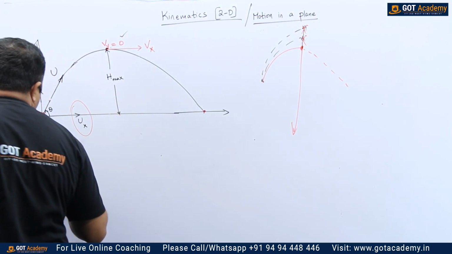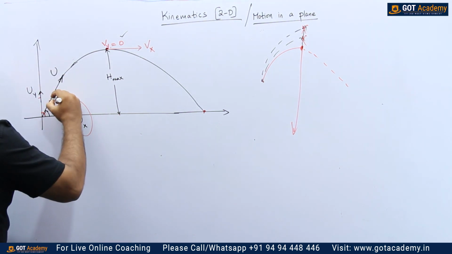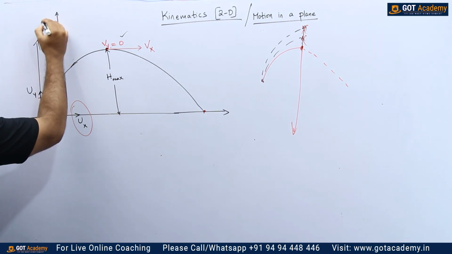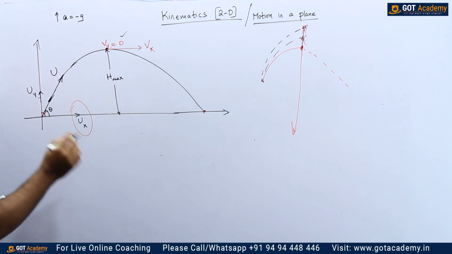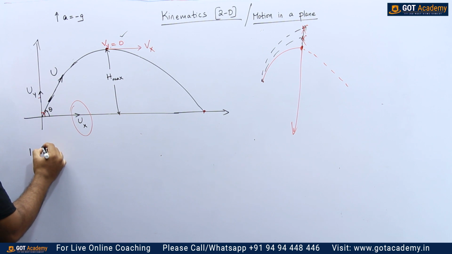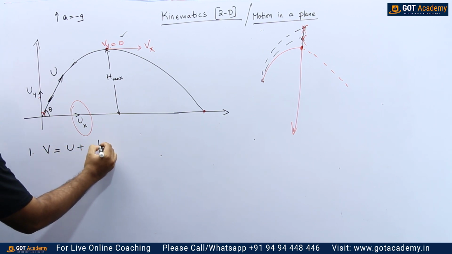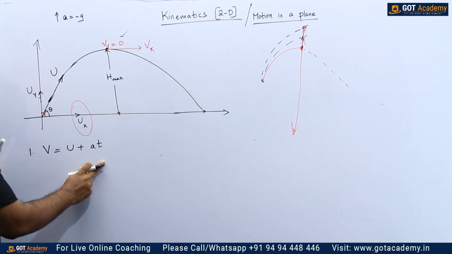Now step by step I want to write equations. Since the body is projected in upward direction, as I had told you earlier, whenever it is projected in upward direction, that acceleration will be equal to minus g. Okay, so I am going to use all kinds of equations. So kinematic equation, first one, that is v equal to u plus a into t. This is what we have studied in the previous chapter, that is motion in straight line.